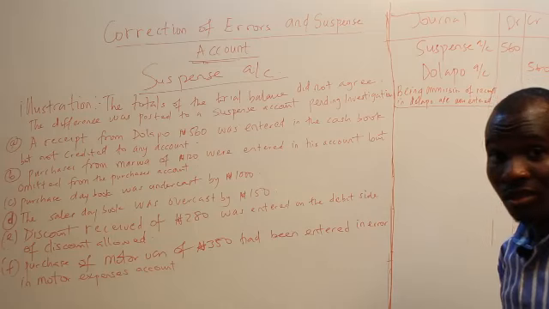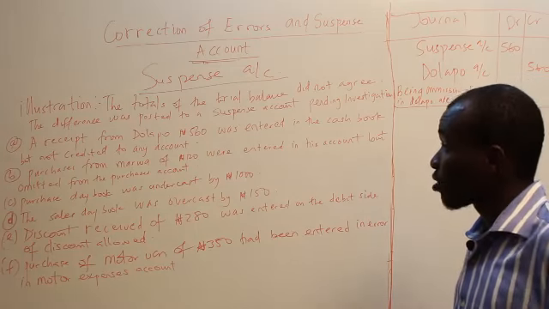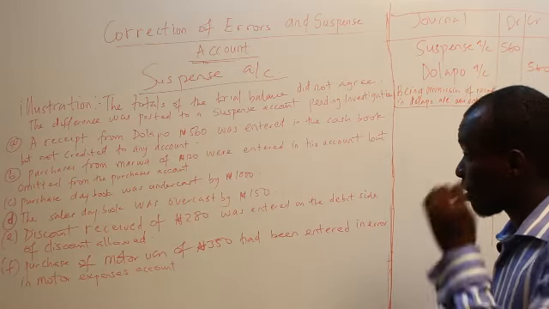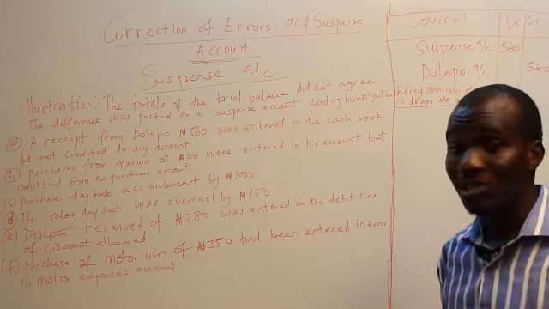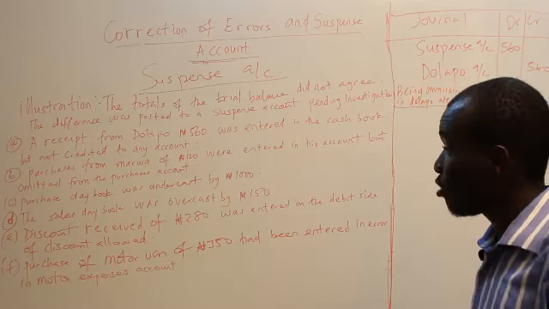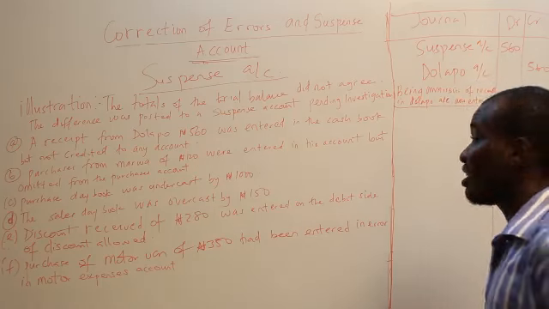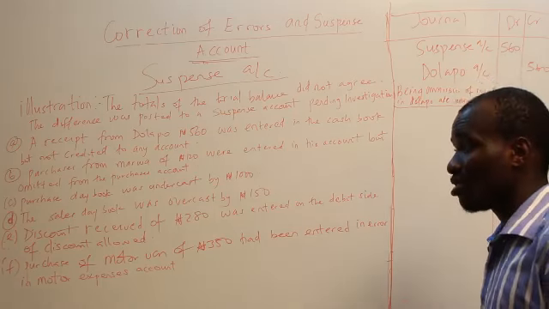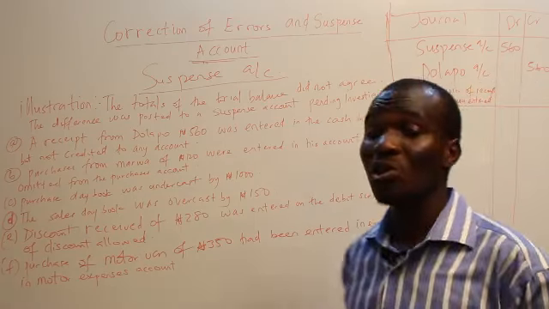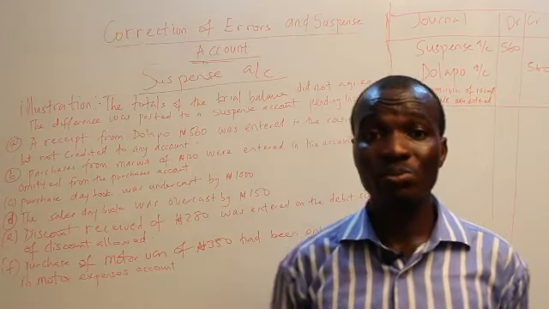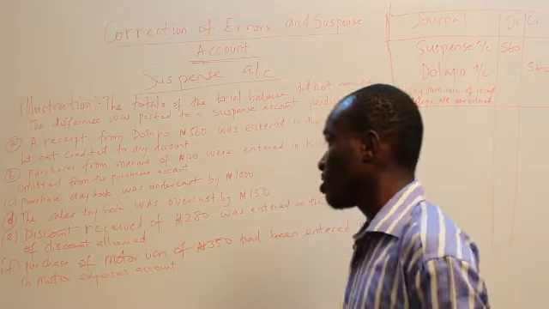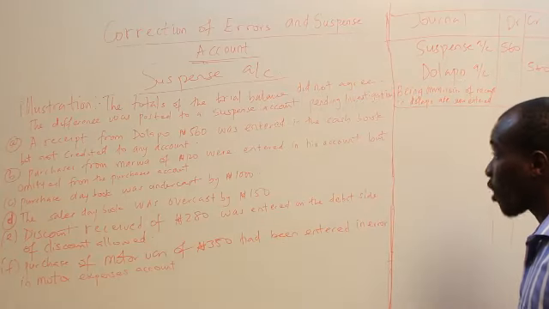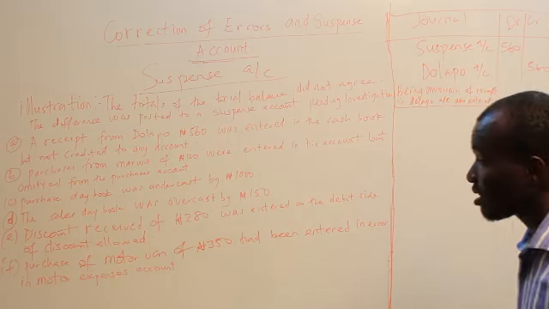So there's a particular rule, or a particular law, I would like to give. Those categories of errors that do not affect the trial balance will not appear in our Suspense account. This category of errors that will not affect the trial balance, the errors of principle, omission, commission, and the rest of these, will not appear in the Suspense account.